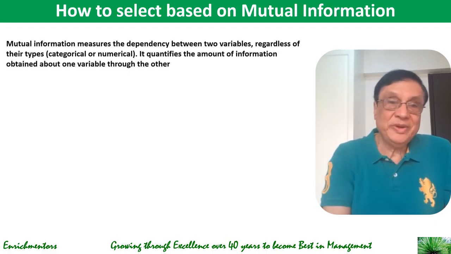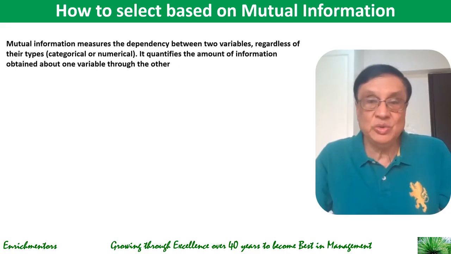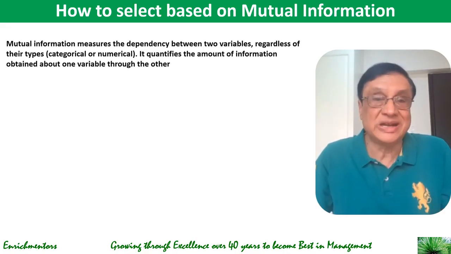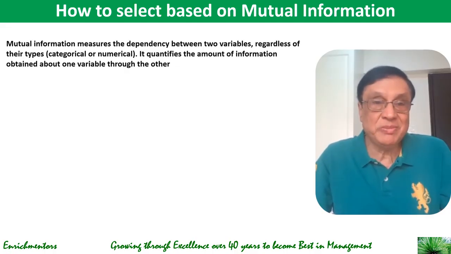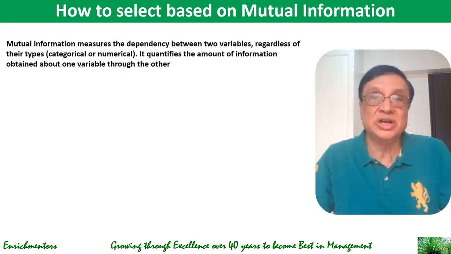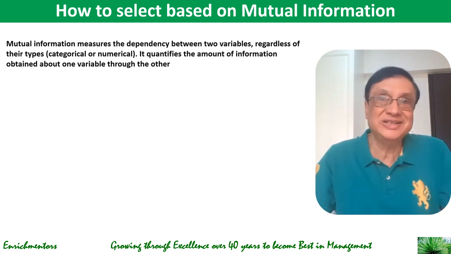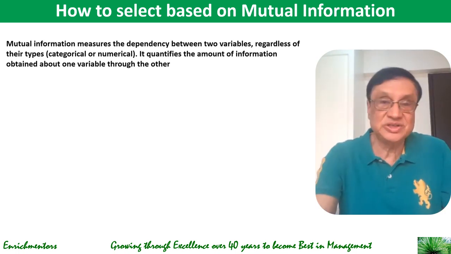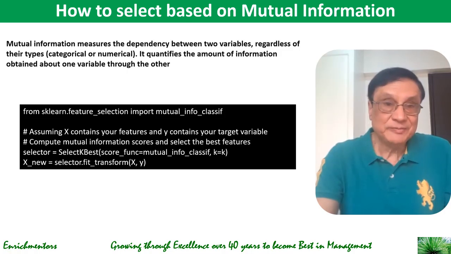Now, mutual information measures a dependency between two variables regardless of their types, whether they're categorical or numerical. It quantifies the amount of information obtained about one variable, so it just fits in terms of knowing how important your feature is for a target variable. Now, how can you do that?